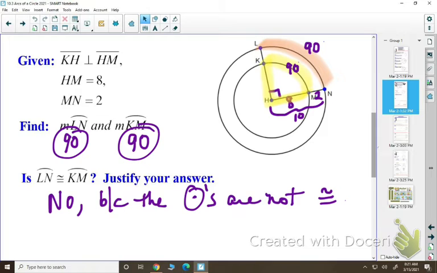Okay, they have different radii. So one of them has a radius of 8, the other one has a radius of 10. So even though they have the same degree, they are not going to be congruent.